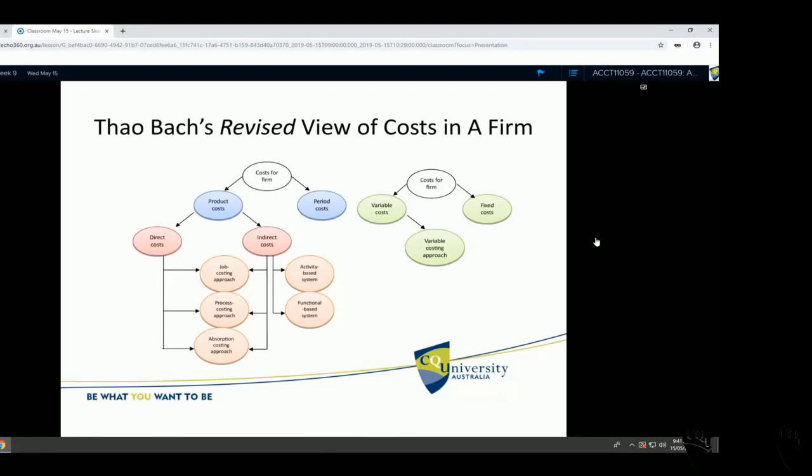But the indirect costs, so that's what direct costs are. They're very clearly connected to products. Variable costs vary with the level of output or activity, completely different concept. A lot of variable costs can be quite clearly connected to a product, but they can also not be. And so they're totally different concepts. I also view all this differently to Thao Bach, actually, but this is Thao Bach's revised view of costs in a firm, and a good way of looking at it from a first-year perspective.